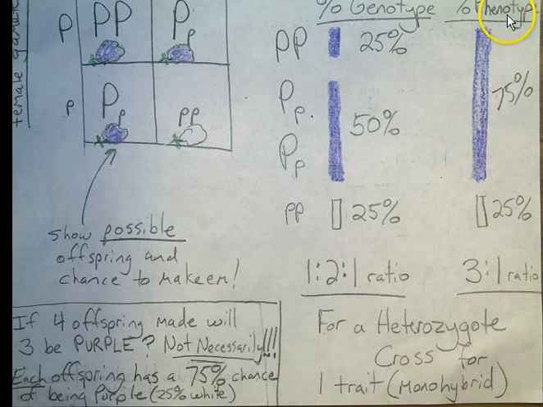Here we have the phenotype ratios. We have a 75% chance of producing purple flowers and a 25% chance of producing white flowers, or three purple flowers for every one white flower. Pause at this time if you need to finish taking these notes.